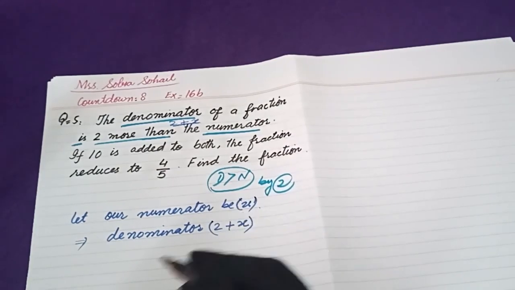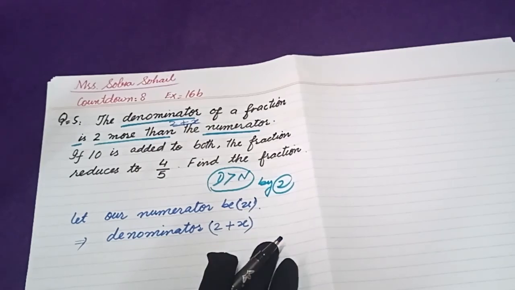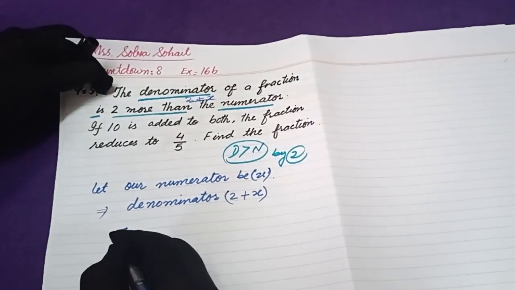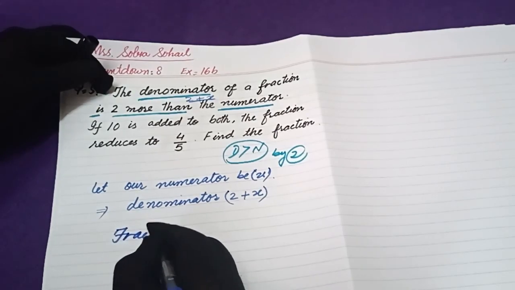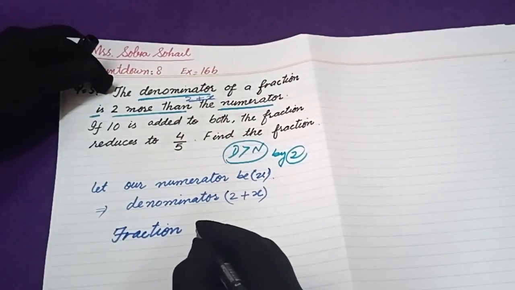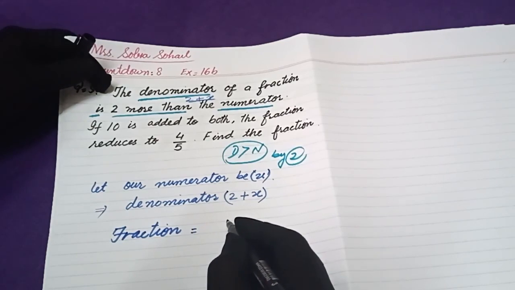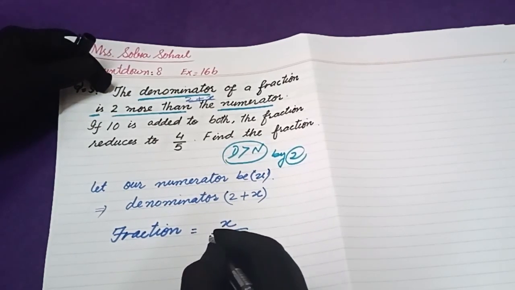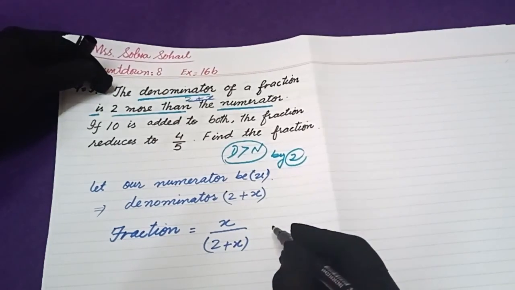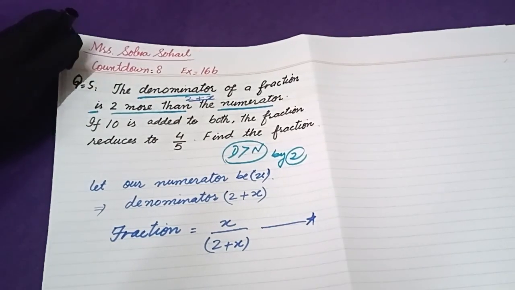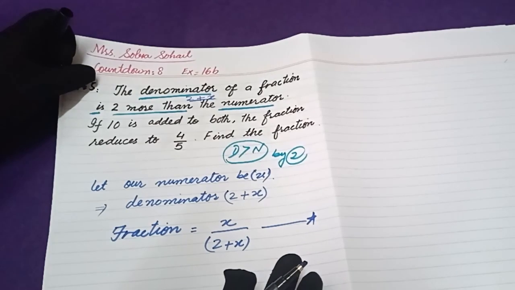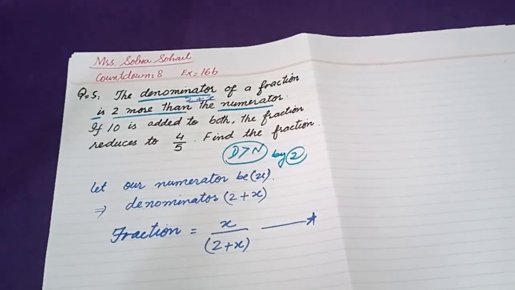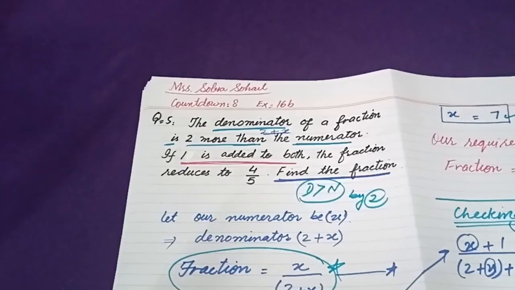So this is our numerator and this is our denominator. So what will be our fraction? The fraction is equal to the numerator written up, denominator down: x over 2 plus x. This is our fraction. First construct your fraction.